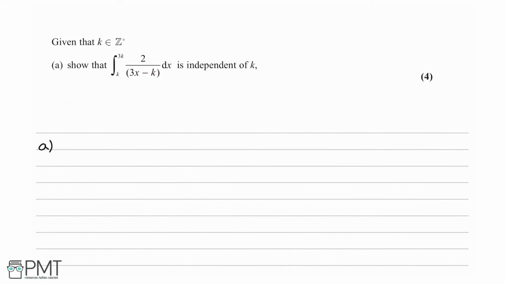We are told, given that k is in the set of positive integers, show that the integral of 2 over 3x minus k with respect to x from k to 3k is independent of k. The first point I want to pick out is when it says independent of k, what we need to show is there is no k term or variable in our answer. Okay? So that's going to direct us on how we need to present it.